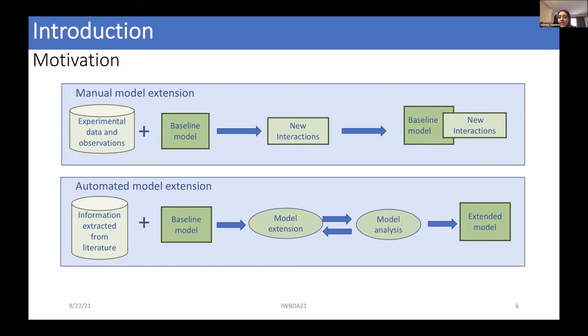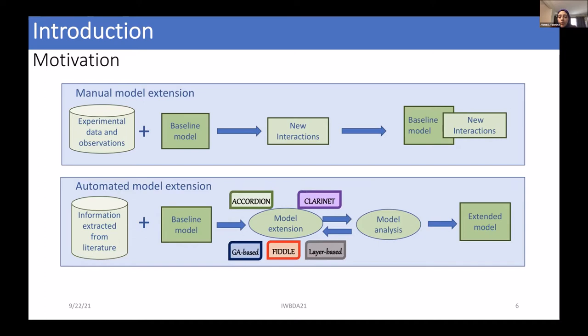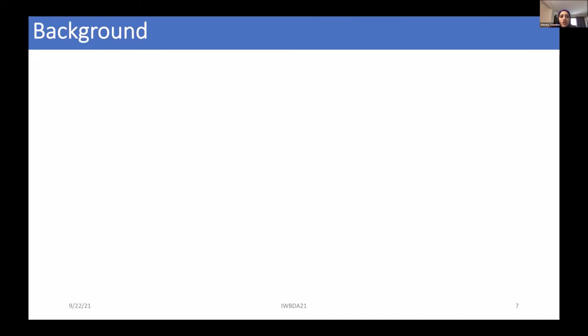Here we'll talk about five recent tools that have been proposed in this direction, namely accordion, clarinet, a genetic algorithm-based method, and a fiddle layer-based method. In this part of the presentation, I will talk about some background concepts that will help us understand the following slides. The first thing I will talk about is the information extraction pipeline.